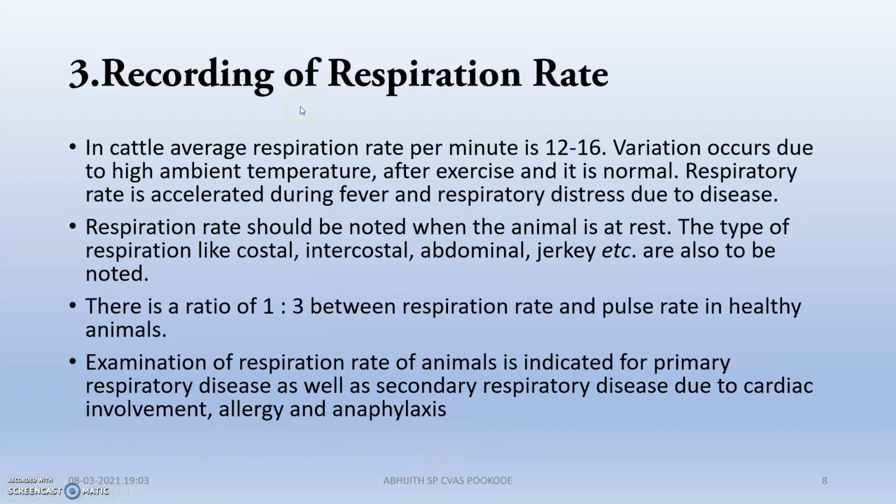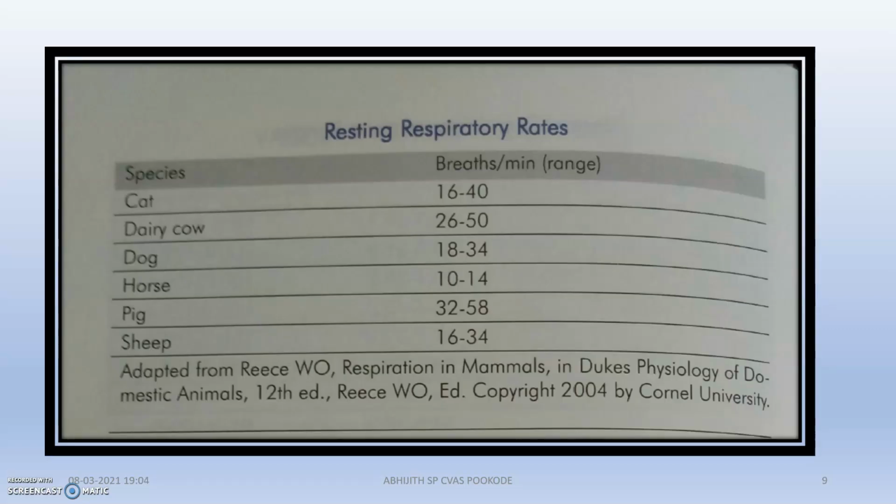Next is the recording of the respiration rate. In cattle, the average respiration rate will be 12 to 16 per minute. If at all there is any variation in the respiratory rate, that indicates a problem with the respiration or the abdominal jerky or the intercostal problems. We can suspect secondary respiratory disease due to cardiac involvement and all. This is actually the resting respiratory rates.